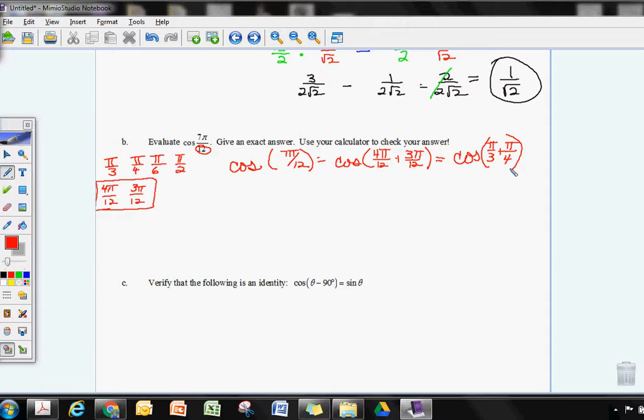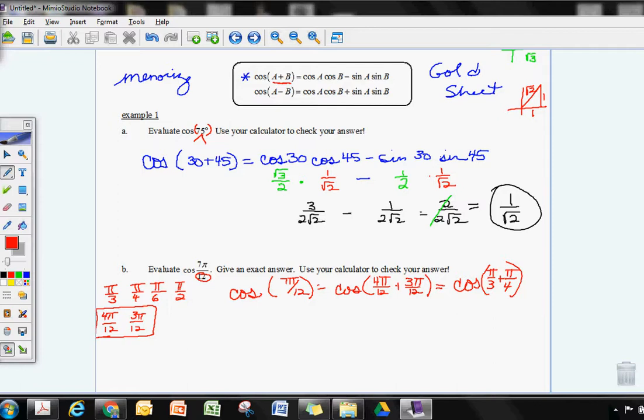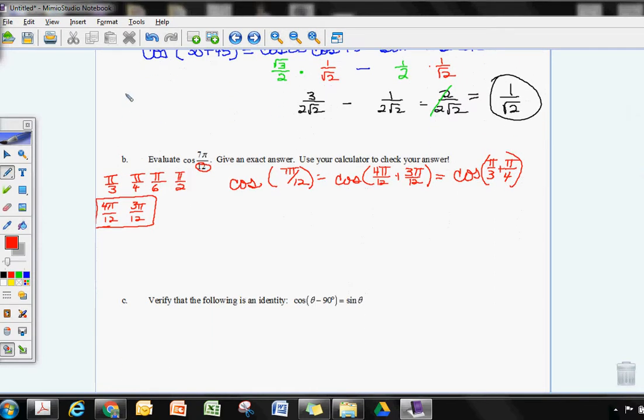Oh, it's a sum formula. So look up here. I see right here is addition. So I'm going to use that formula again. So it's the cosine of A. So I'm going to have the cosine of pi over 3 times the cosine of pi over 4, subtract the sine of pi over 3 times the sine of pi over 4.